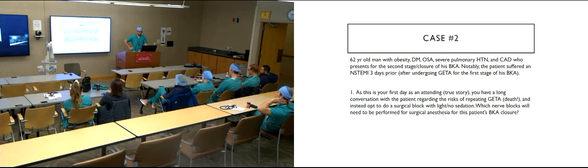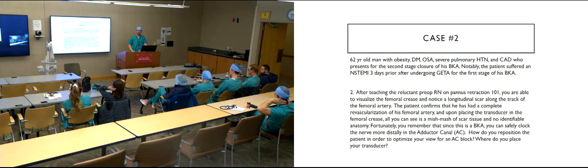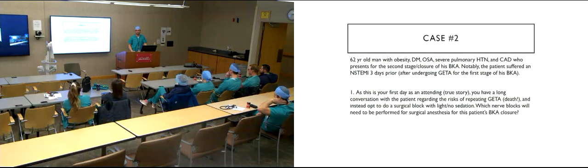Which nerve blocks would need to be performed for surgical anesthesia for a patient getting a BKA, that's a below-knee amputation closure? Popliteal and saphenous. Correct. You could also do popliteal and femoral, but because you're covering the same idea, it's the same thing. But that is the correct answer, as you'll see. Popliteal and what? Saphenous. So AC. So pop AC.